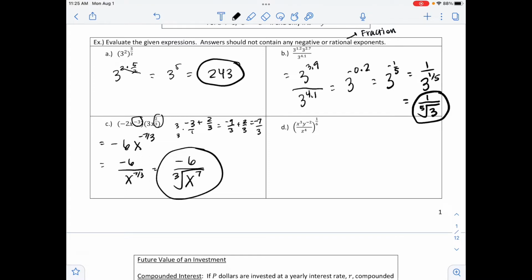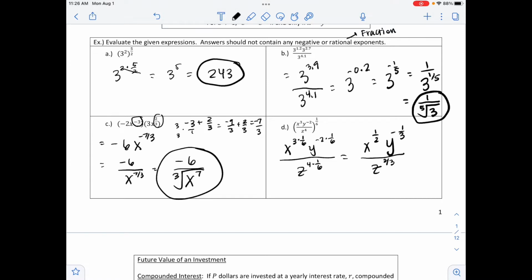Part D says x to the 3rd, y to the negative 2nd, over z to the 4th, all raised to the 1/6 power. So that 1/6 has to go to every single variable that we have, and we have to multiply those exponents. So we're going to have x to the 3rd times 1/6, y to the negative 2 times 1/6, over z to the 4th times 1/6. Just writing this out a little bit more so we can see the work. From here, we have x to the 1/2, y to the negative 1/3, and all over z to the 4/6, which reduces to 2/3.